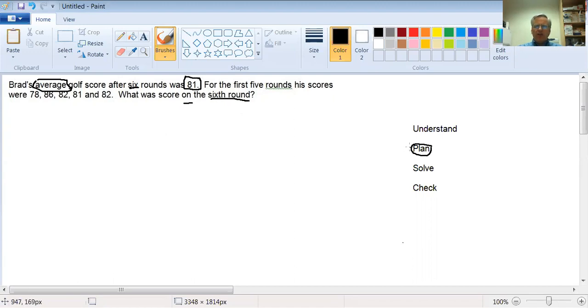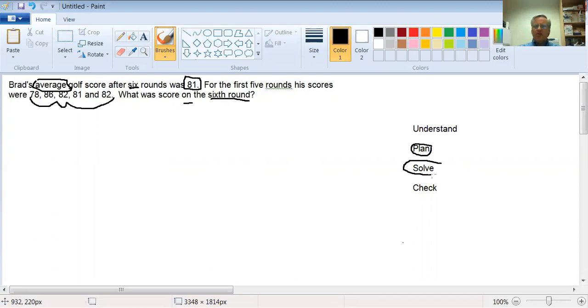So in my plan, I'm going to multiply 6 times 81. That'll tell me the total score. And then I can add together these 5 scores and subtract that from the total, and that should tell me what the missing one is. Sounds like a plan. Let's do it.